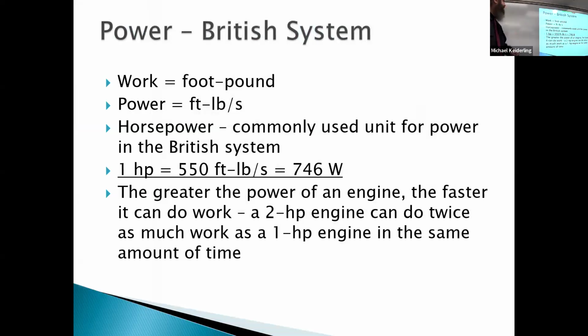In the British system, because work is foot-pounds, power is foot-pounds per second. But a more commonly used unit is horsepower. Horsepower was invented by James Watt and defined to be 550 foot-pounds per second when he was selling his steam engines. It was based off real observations, so it wasn't insane, but actual horses vary a lot. And the greater the power of an engine, the faster it can do work. So a 2 horsepower engine can do twice as much work as a 1 horsepower engine in the same amount of time.